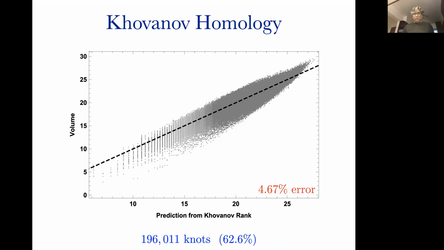So if you look at Khovanov homology and you look at the Khovanov rank and compare that to the volume, the error is about 5%. And this is for 196,000 knots, about 62.6% of the data set we have for knots of hyperbolic type at up to 15 crossings.